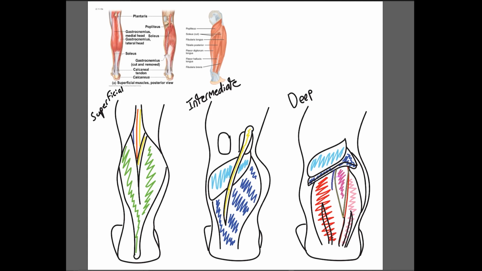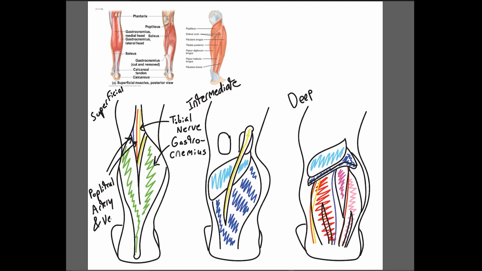Moving to the deep part of the posterior leg, we begin with the flexor digitorum longus on the medial side. This is responsible for plantar flexing the ankle and flexing toes. Laterally, the tibialis posterior is found in the middle, which plantar flexes the ankle. Finally, the flexor hallucis longus can be found as the most lateral in the posterior compartment, which is responsible for plantar flexing the ankle and flexing the big toe.